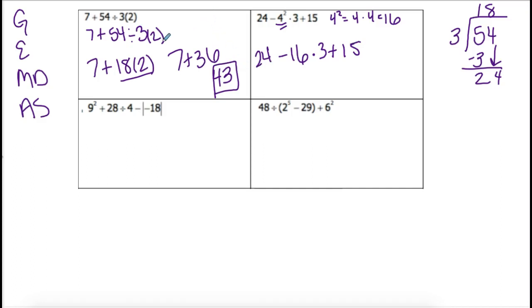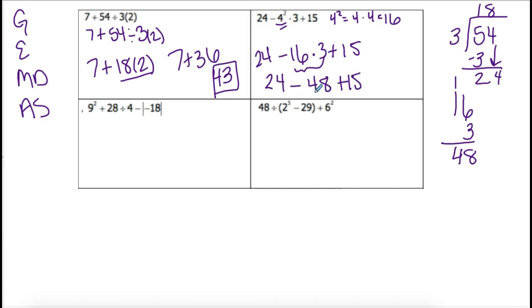So if I look at what I have to do next, according to GEMDAS, I need to do 16 times 3. 6 times 3 gives me 18, and I carry my 1. 3 times 1 is 3, plus 1 is 4. So I'd have 24 minus 48 plus 15.